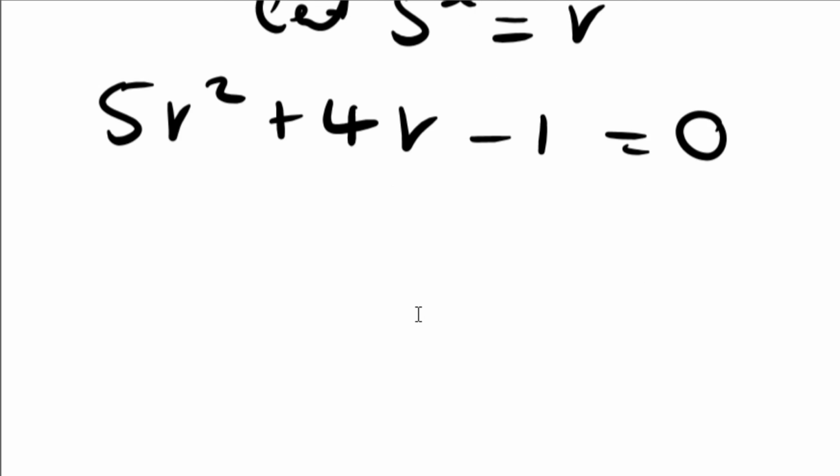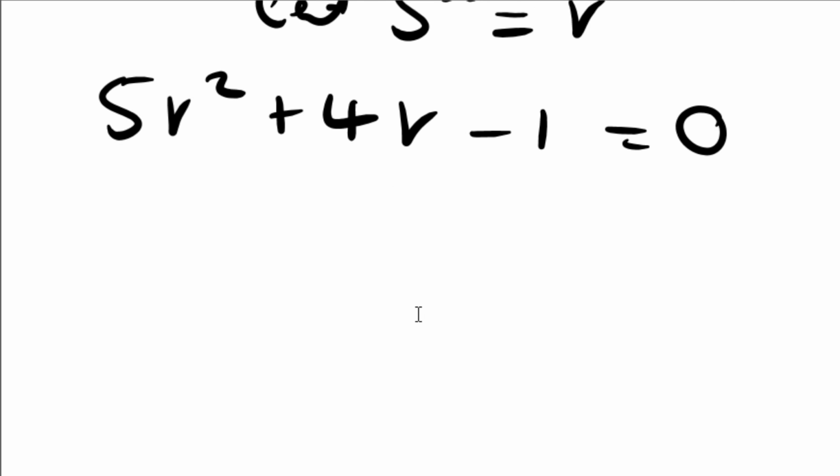From here, please follow this video. It will help you to factorize, and it will also help you to use the quadratic formula. You can do both here. I prefer to use the grouping method to factorize this trinomial that we have here. So we have 5r squared plus 4r minus 1 equals 0.